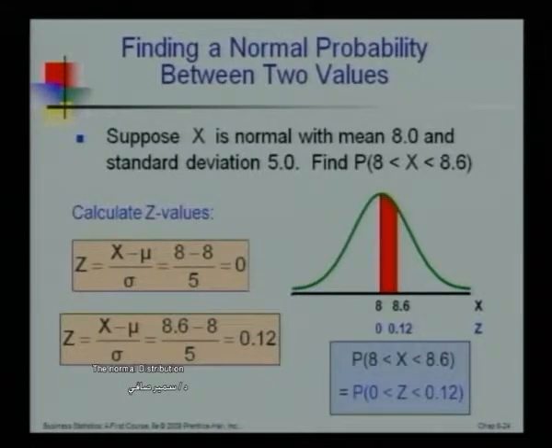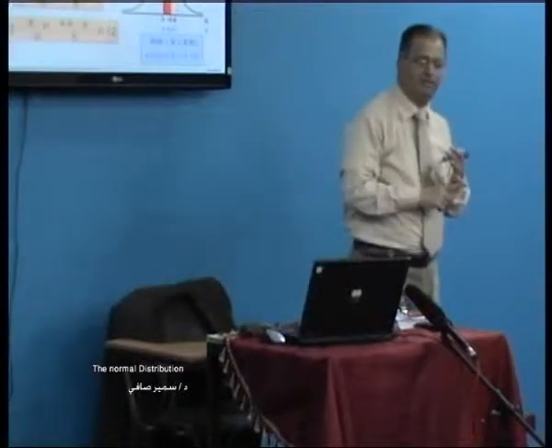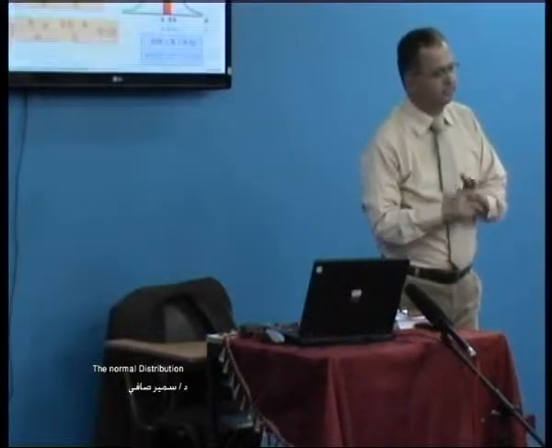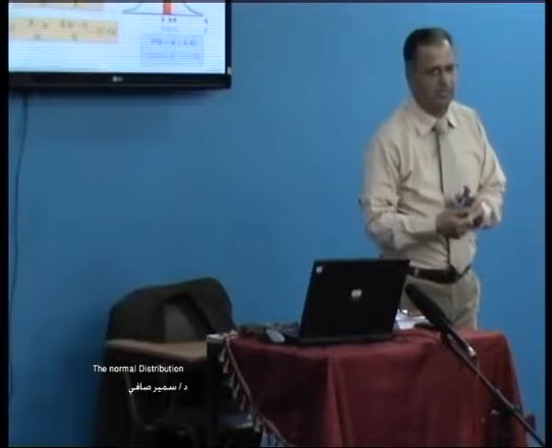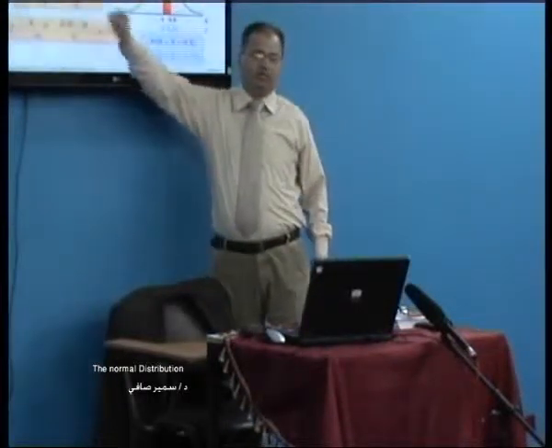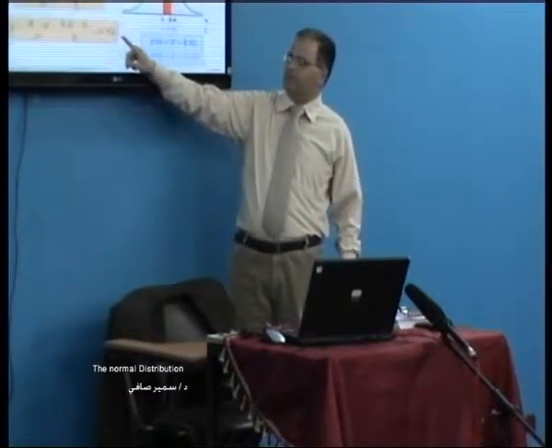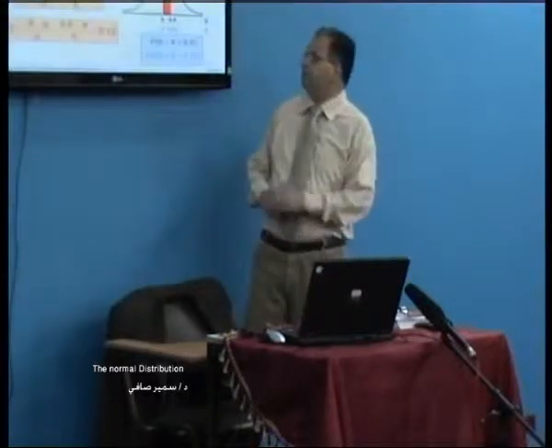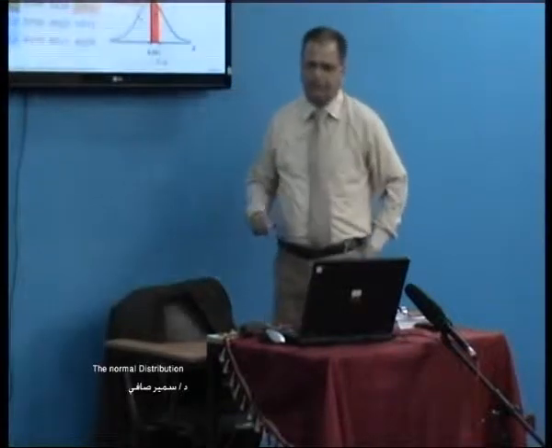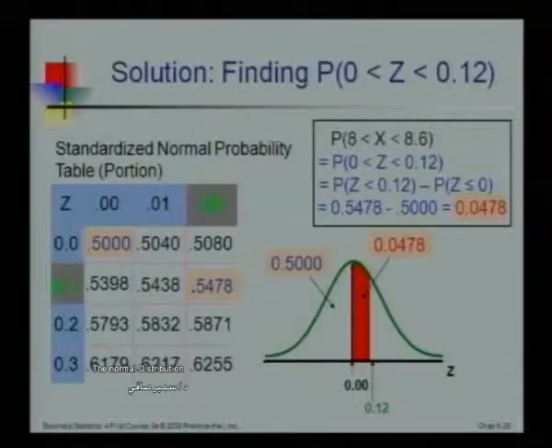This value is 0 because x equals the mean. And we know that z can be negative if x is smaller than mu. z can be positive if x is greater than mu. And equal to 0 only if x equals mu. In this case, x equals mu, so the z-score is 0. The other one, as we got before, is 0.12. So now we transform the probability of x between 8 and 8.6 to the z-score between 0 and 0.12.